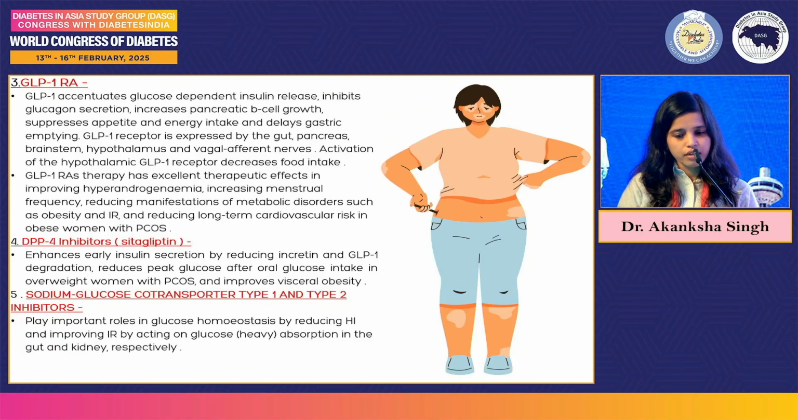Some of the other drugs that are approved are GLP-1 receptor agonists, DPP-4 inhibitors like sitagliptin, sodium glucose cotransporter type 1 and type 2 inhibitors. SGLT2 inhibitors like dapagliflozin play an important role in glucose homeostasis by reducing hyperinsulinemia and improving insulin resistance by acting on glucose absorption in the gut and kidney respectively.